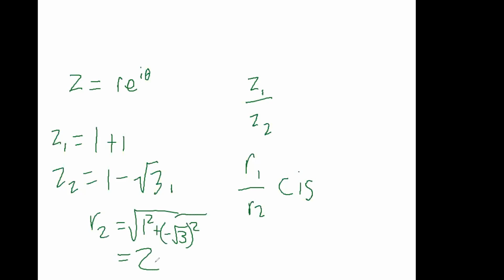So in that case, the first one should be square root of 2 over 2, and then it all comes out to 1, and then cis. This one is square root of 2.